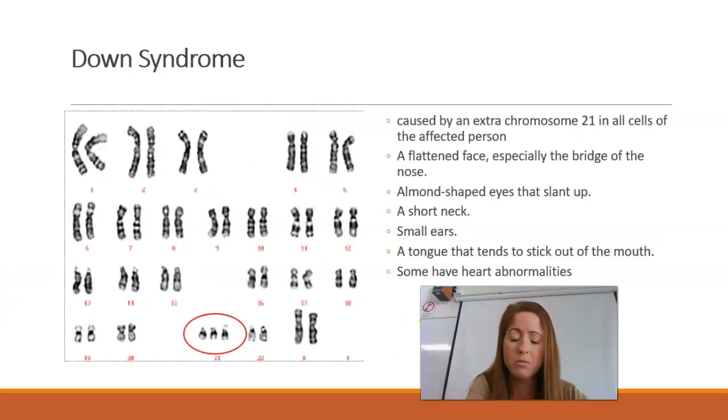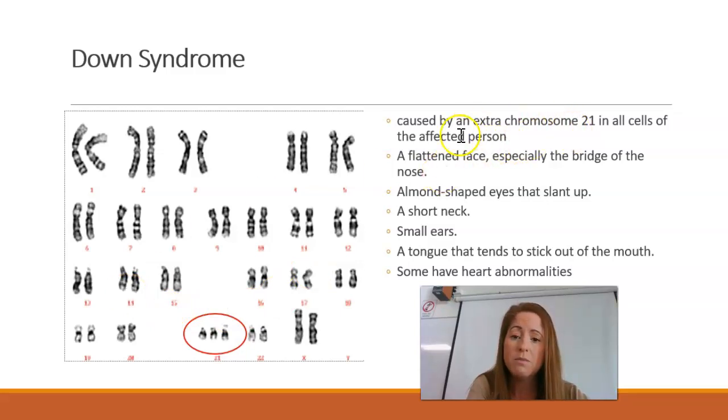An example that you're probably more familiar with would be Down syndrome, which is the most common type of aneuploidy. And in this case, we also have an extra chromosome, but it's number 21. And so this individual, somebody with Down syndrome, has 47 chromosomes instead of 46.